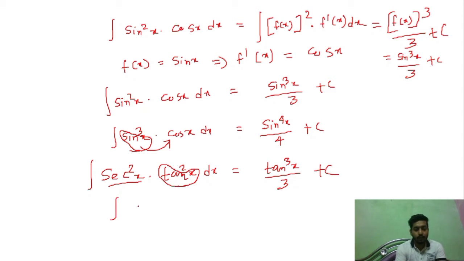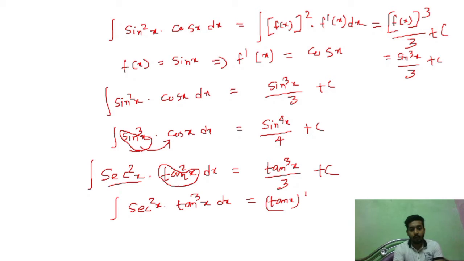Again, we can find the integration of sec²x tan³x dx. Here also the function is tan x and the derivative of the function, sec²x, lies in the line. So we can treat tan x as f(x), and the integration will be tan x whole to the power 4 by 4 plus c. This is the formula. Using this formula we can find those types of integration very easily.